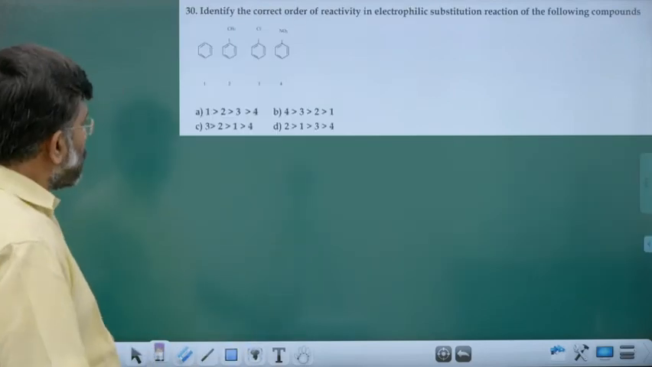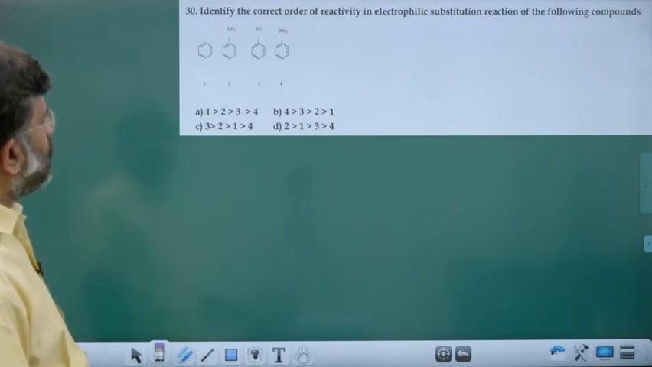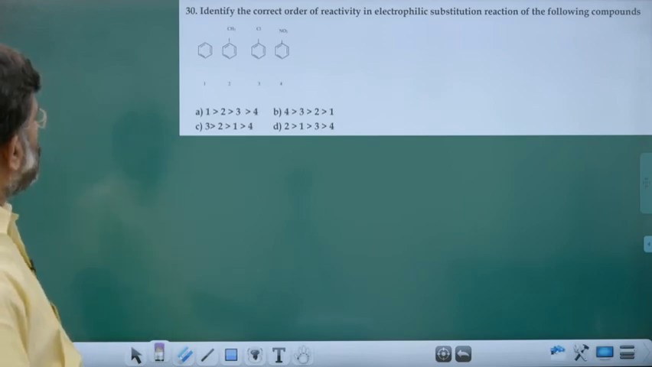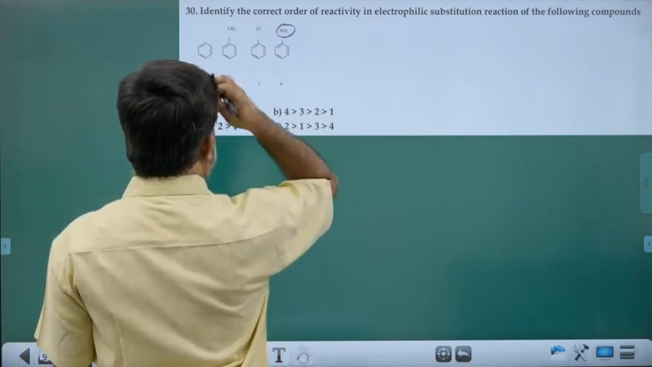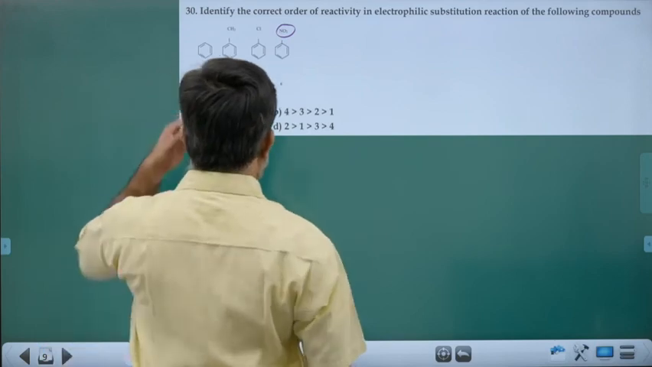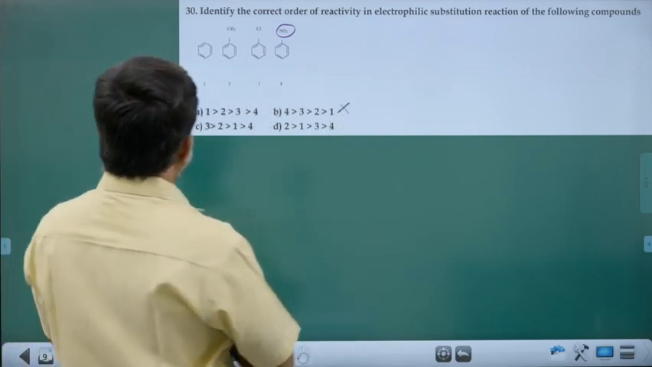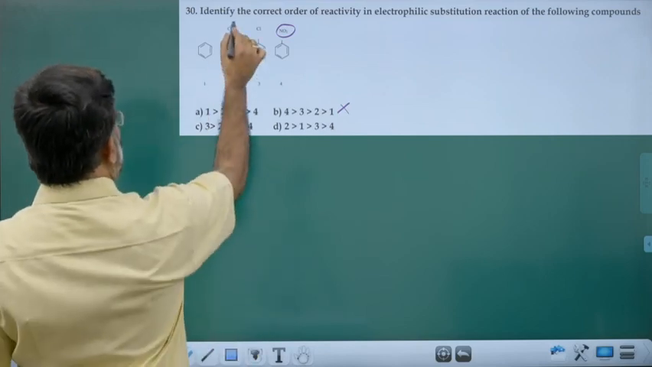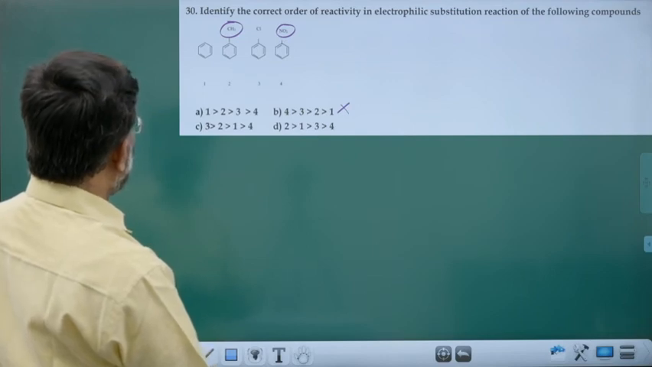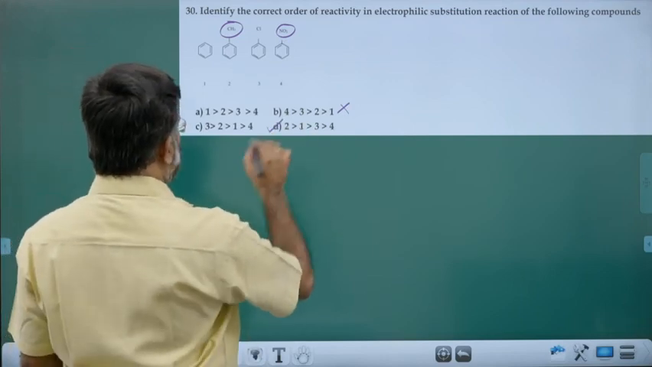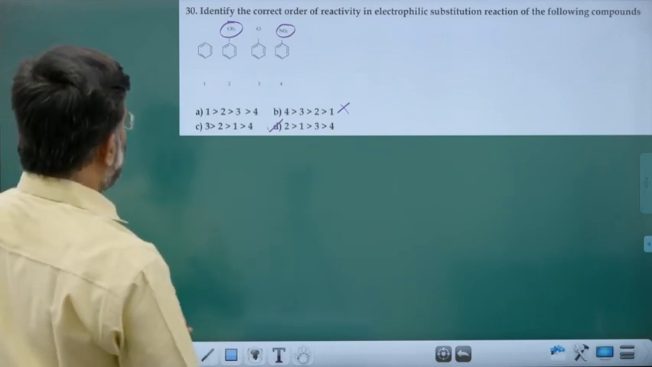Next. Identify the correct order of reactivity in electrophilic substitution reaction. This is a deactivating group, highly deactivating. So 4 is minimum, so this is out. This is an activating group, so 2 is maximum. 4 minimum, 2 maximum, and the answer is option D: 2 maximum, then 1, then 3, then 4.